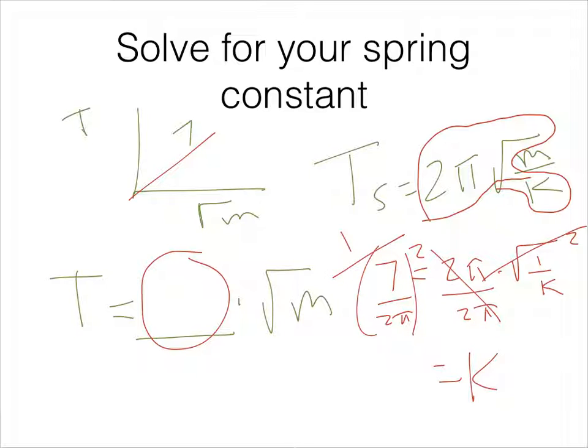I apologize, that's a little messy, but it's just all three algebra steps stacked up at once. Working through systematically, I divided by 2 pi to get that to the other side. I squared both sides to get rid of the radical, and then I inverted both sides to get k just sitting by itself.